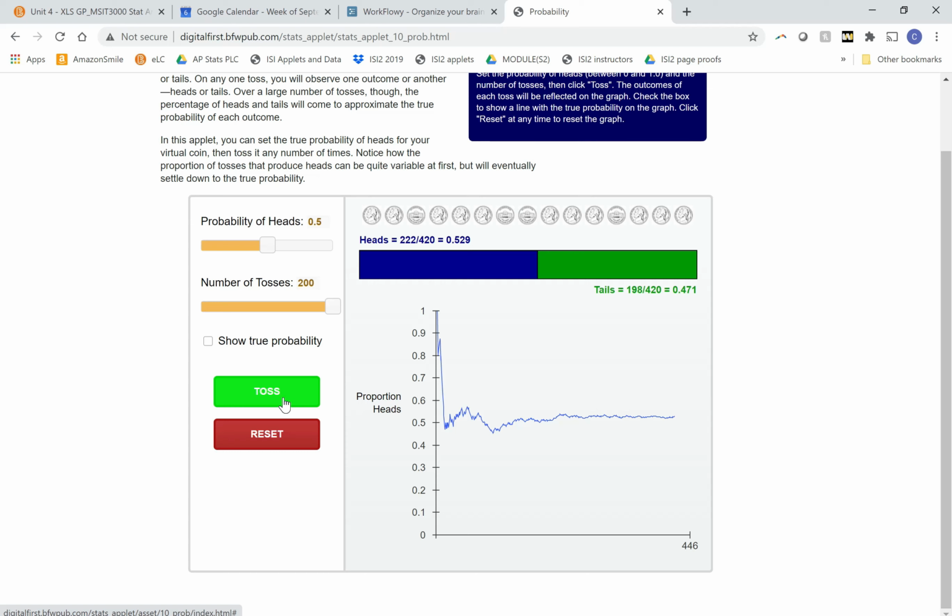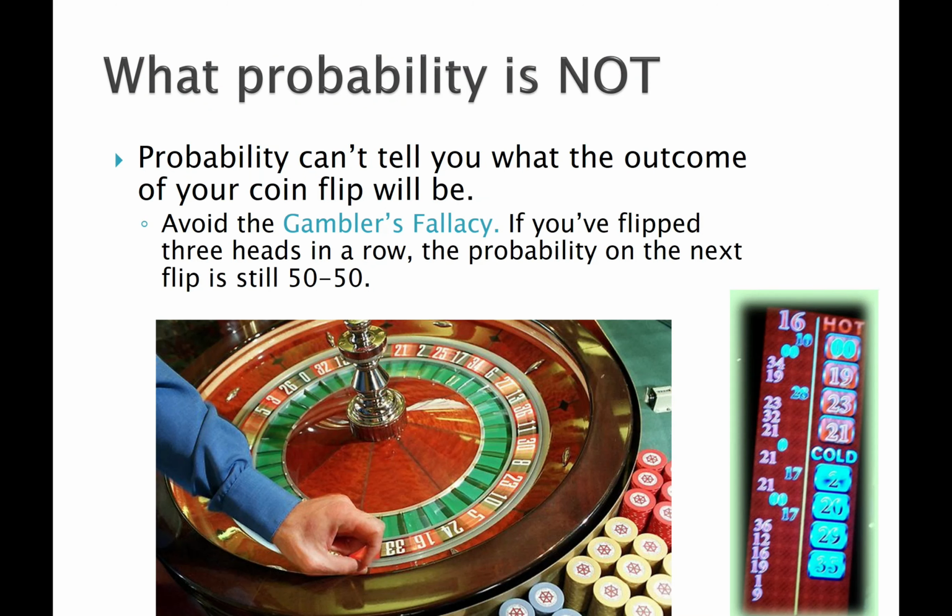So the idea of probability is if we continue for a long time, if we do a long series of repetitions, what proportion of the outcomes will be heads? That would be the probability of heads. So probability tells you what happens in the long run. It can't tell you what the outcome of your next coin flip will be.